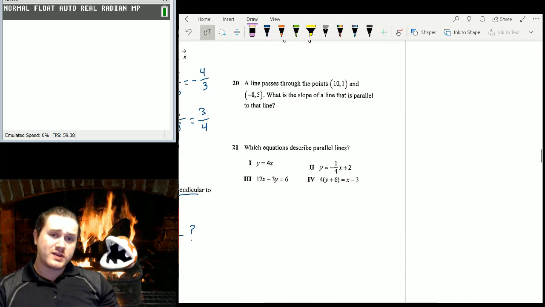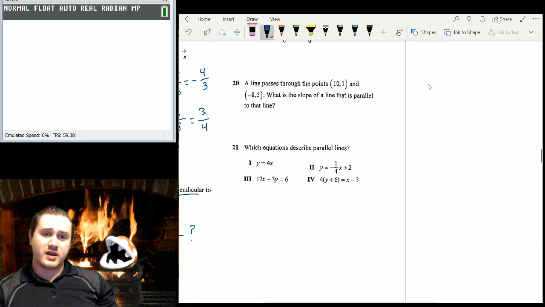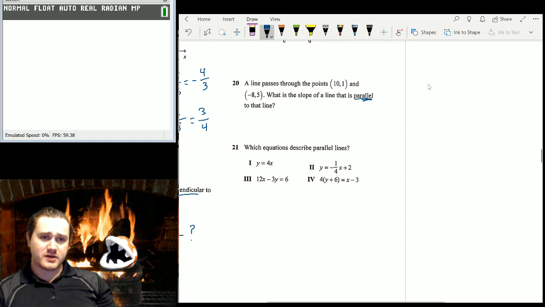Alright, number 20 has a line passes through the points (10, 1) and (negative 8, 5). What is the slope of a line that is parallel to that line? So again, we're just doing slope formula. We just need to figure out what this one is. So again, we're just going to plug in. So pick a y, I'm going to pick 1, I'm going to subtract the other y, 5. 1 minus 5 goes over 10 minus a negative 8.